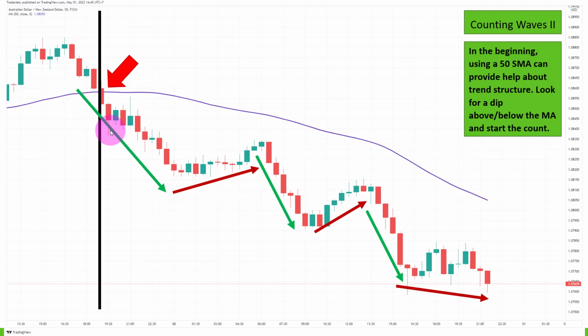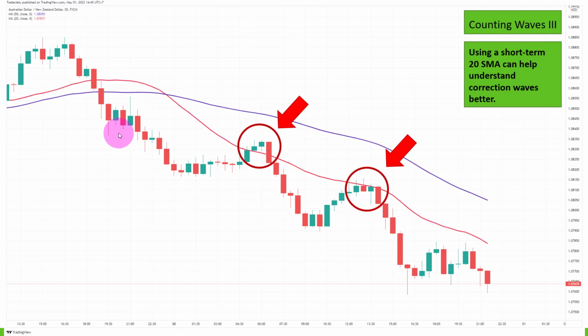But what I have seen is really helpful is use the 50 SMA, and that is how I try to determine the big picture trend direction. You can also add a shorter moving average. Now we have here in red the 20 SMA, and the 20 SMA can help you understand short-term, especially corrective waves. And what you often see is that in a corrective wave, the market moves back into a short-term moving average. So here the 50 SMA shows us that we are in a big picture downtrend, and the short-term 20 SMA shows us where corrective waves are taking place.